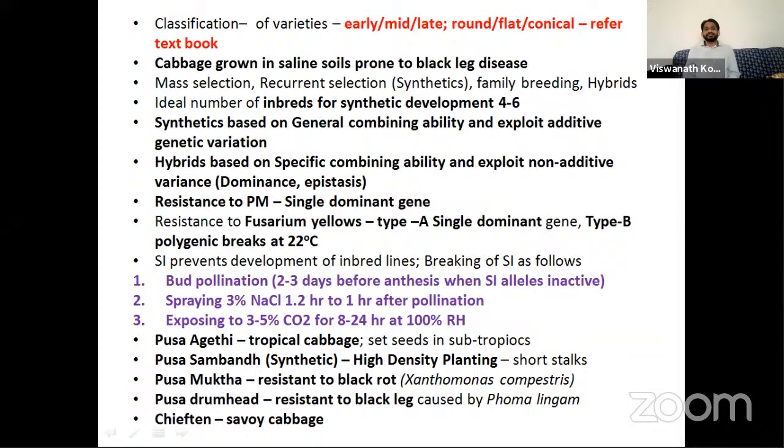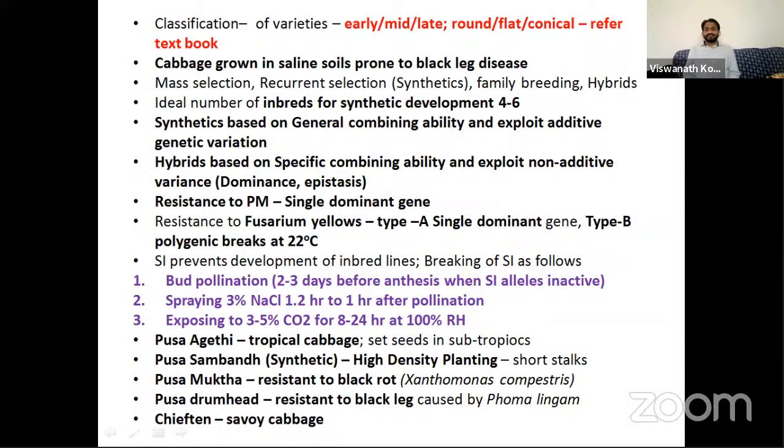So if there is self-incompatibility in cabbage, how do we do selfing and how do we get the inbred in cabbage? To overcome the self-incompatibility, there are three methods. Bud pollination: before anthesis, before the opening of the flower, we have to do pollination. Because the self-incompatibility alleles become active after flowering. When flowering occurs, the self-incompatibility comes into operation. Before flowering, the self-incompatibility alleles will not function.